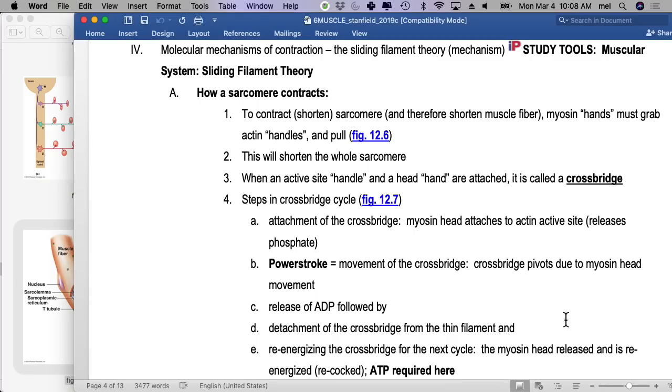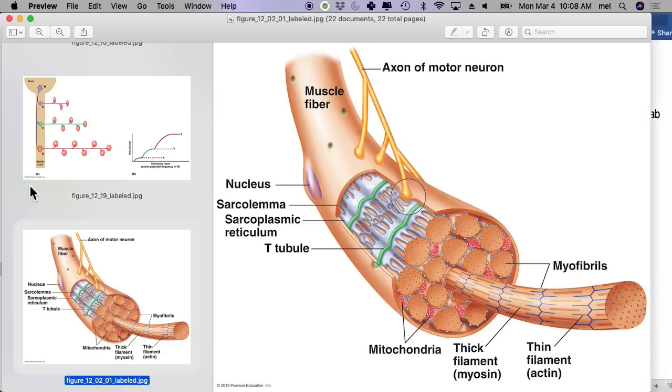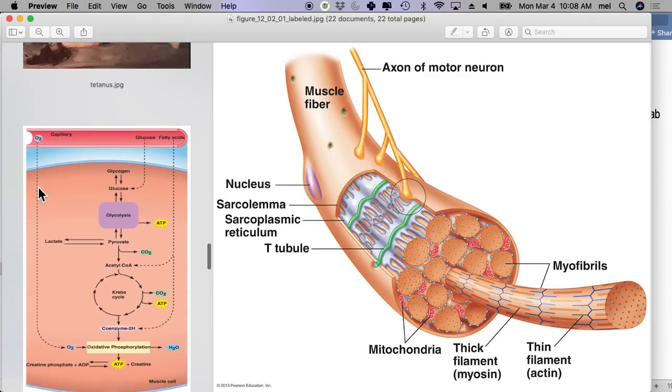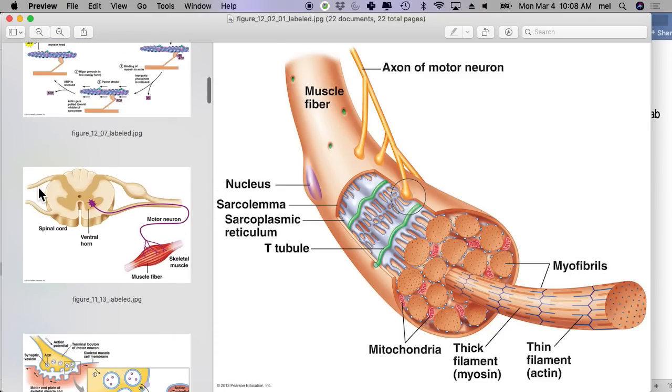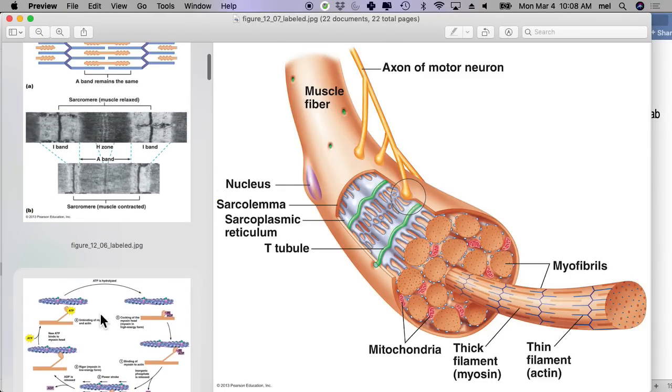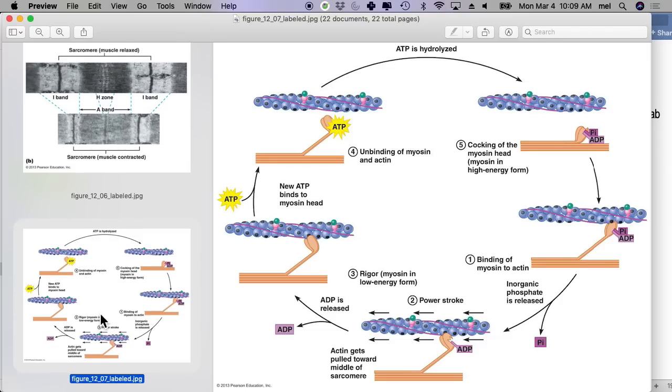So now I want to teach you cross bridge cycling. So when we do cross bridge cycling, where are we? Okay, I'm going to teach it to you two times. The first time I'm going to go through and just show you how the cross bridge moves. The second time I'm going to put in the energy, so I can show you how the energy is required for cross bridge cycling. Okay, and you guys are going to have to clap with me.